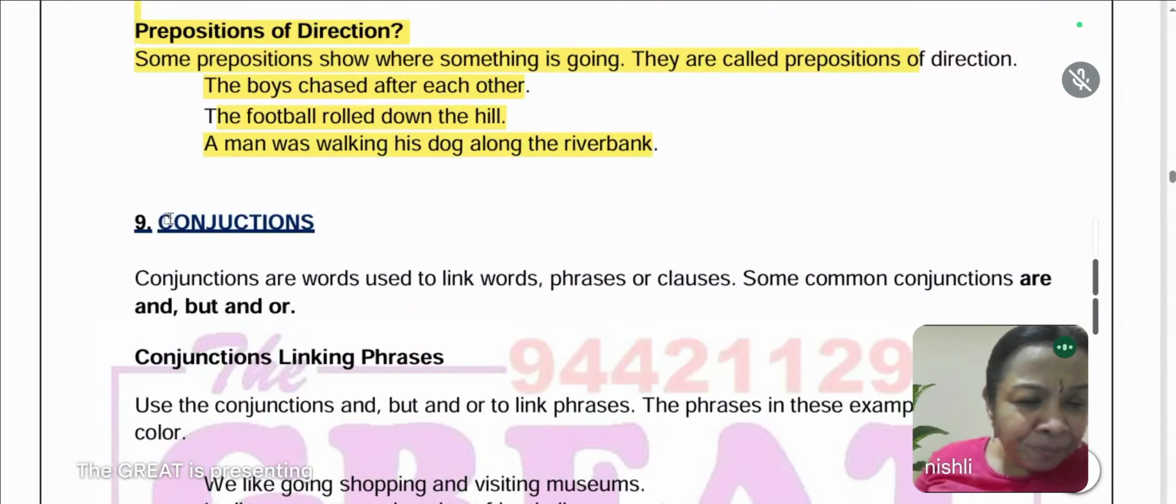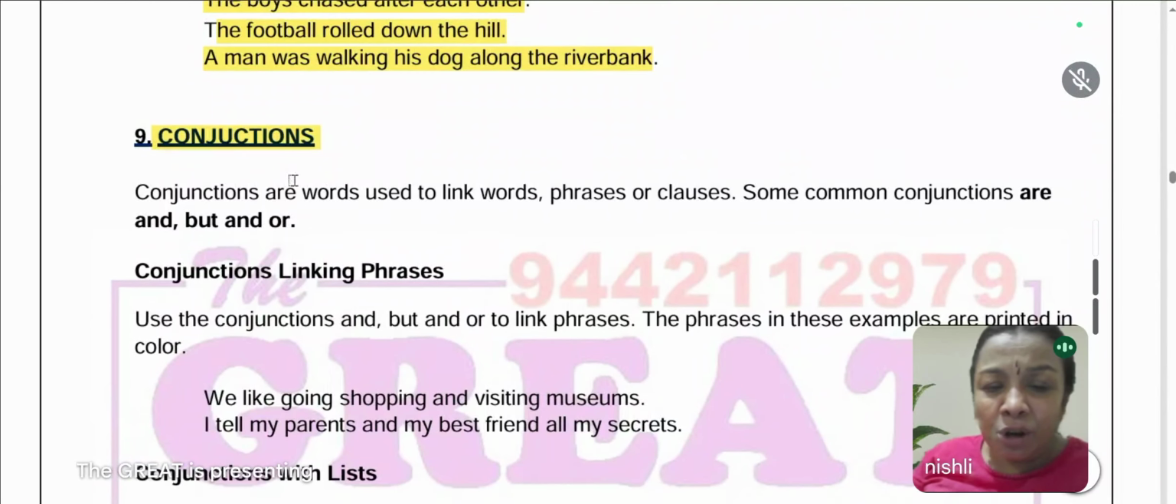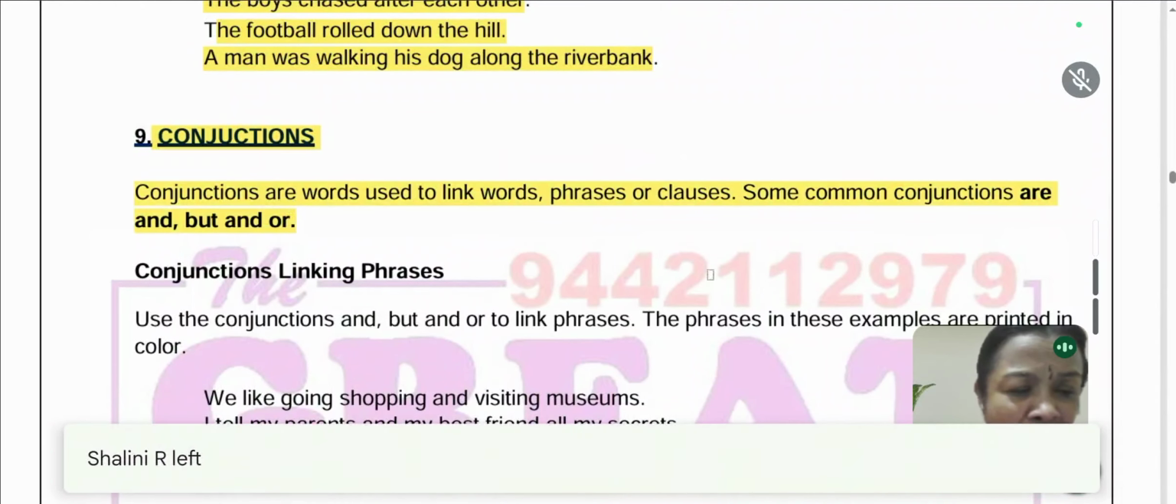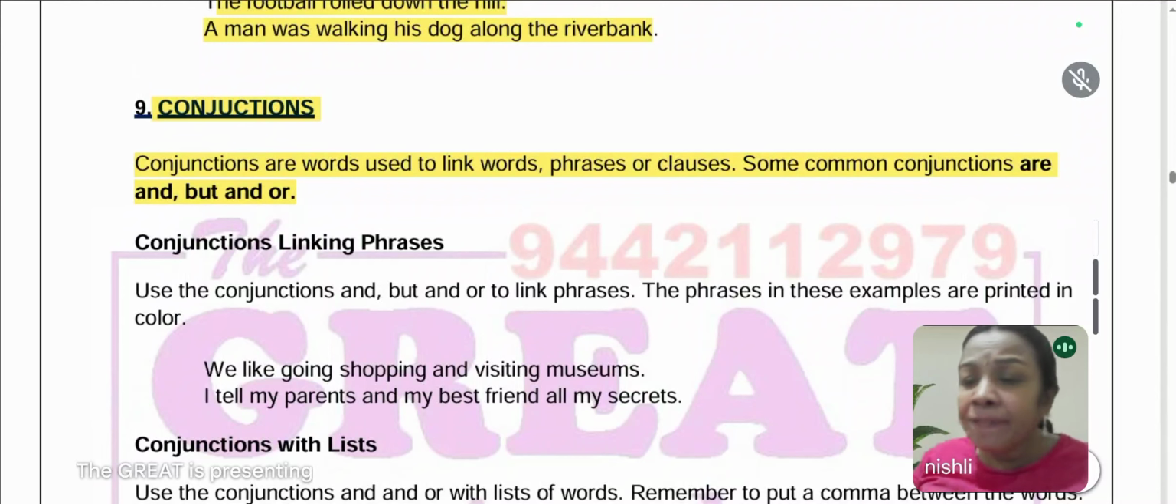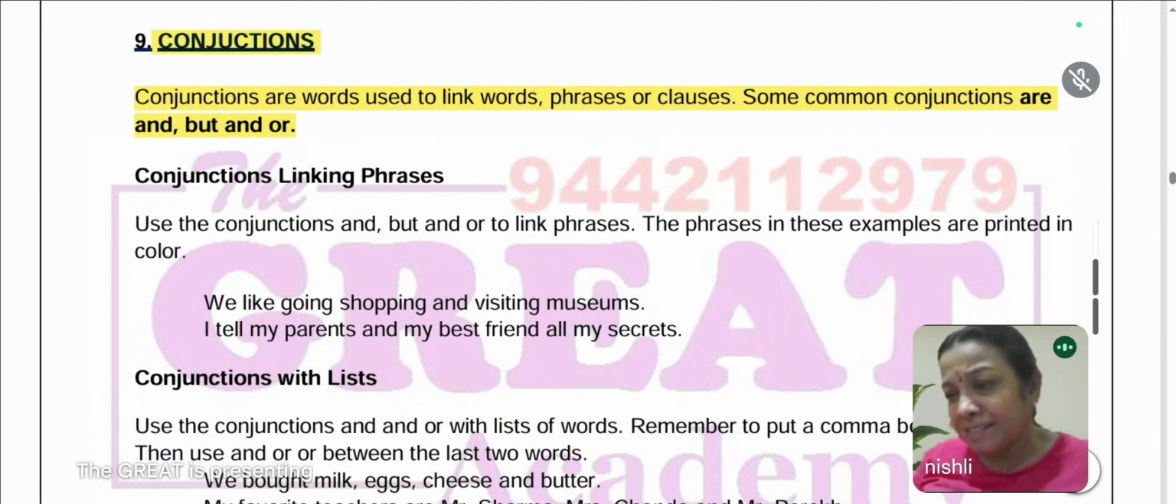Next one, conjunctions. Conjunctions are words used to link words, phrases, or clauses. Some common conjunctions are and, but, or, and these conjunctions link a sentence. You have to note that down, students. These conjunctions are very important. Because is usually used in a sentence to give the reason. He didn't come to class today because he was sick. So the reason is given: he's sick.